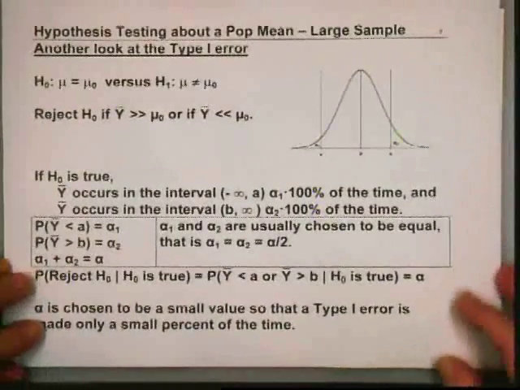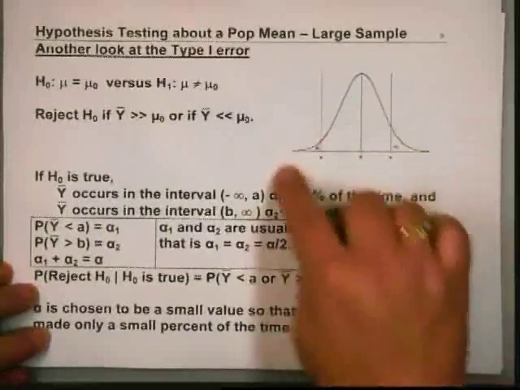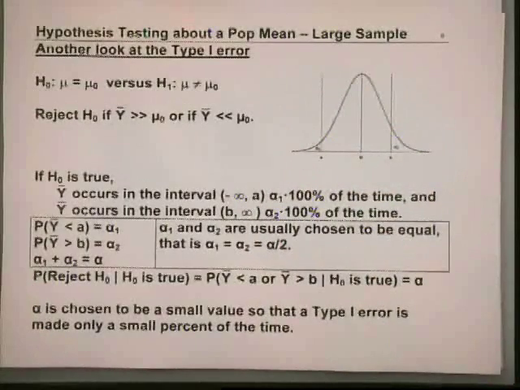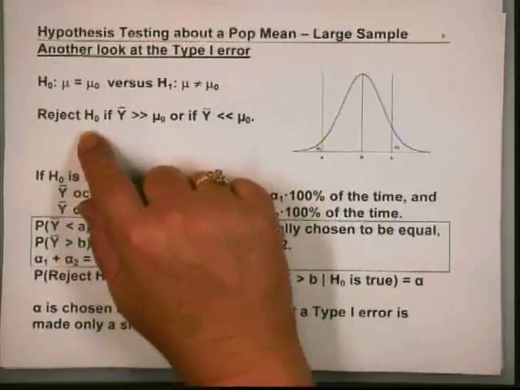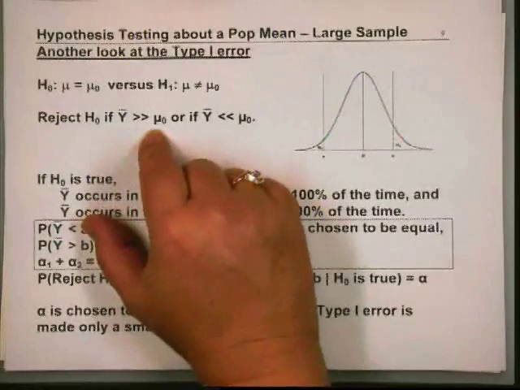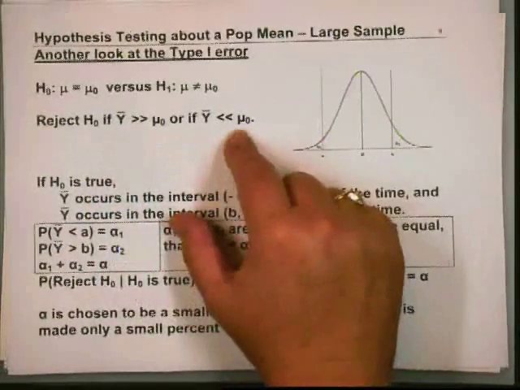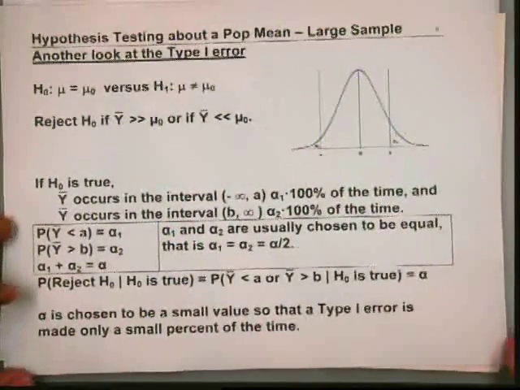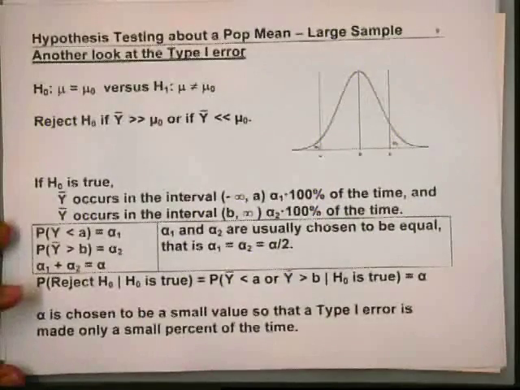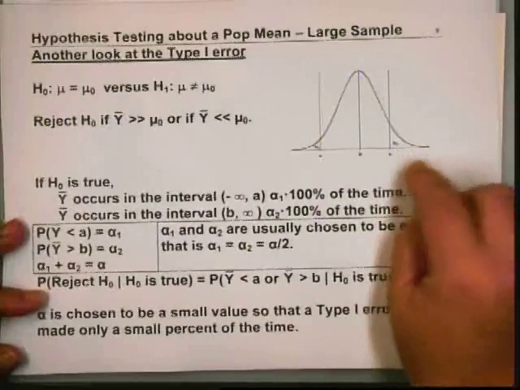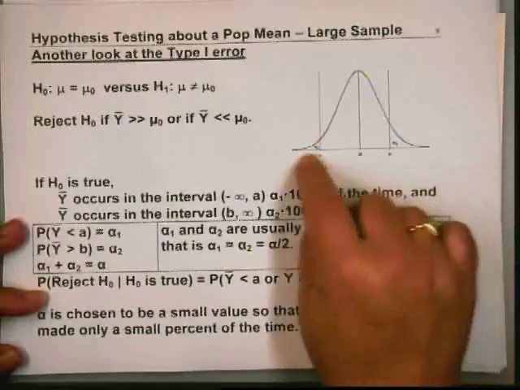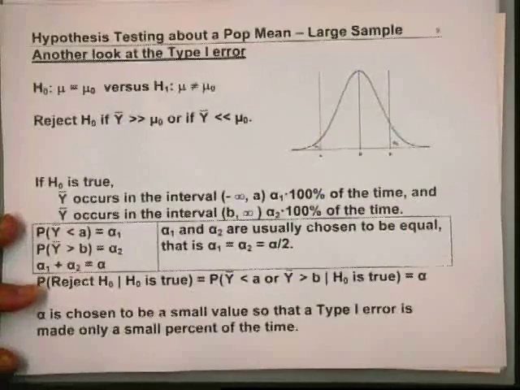All right, a real quick look when we talk about type 1 error. We have a graph over here. Suppose we're looking at a two-sided test. The idea is you're going to reject the null hypothesis if y bar is much larger than the hypothesized value, or if y bar is much smaller than the hypothesized value, for a two-sided case. If H naught is true, it is possible for y bar to be in either one of those tails of the distribution.